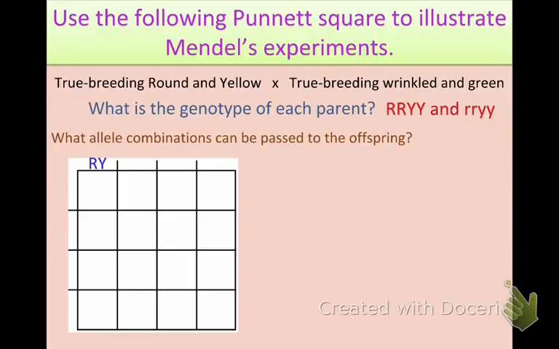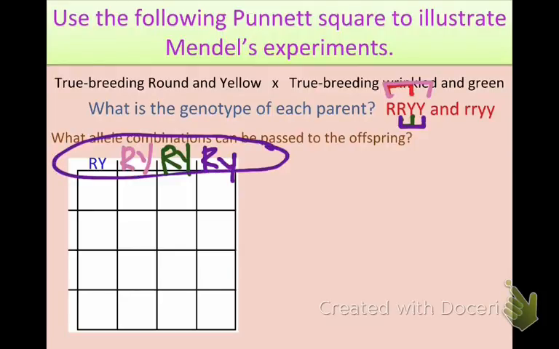This is when we do our little FOIL method. So this big R can go with this big Y. That's where we get that one. Then we know that this big R can also go with this other big Y. So there's our second one that would go up here, RY. Then this second R can go with this big Y, RY. And last but not least, we have our second R with our other big Y, RY. So that gives you all the allele combinations from parent number 1.